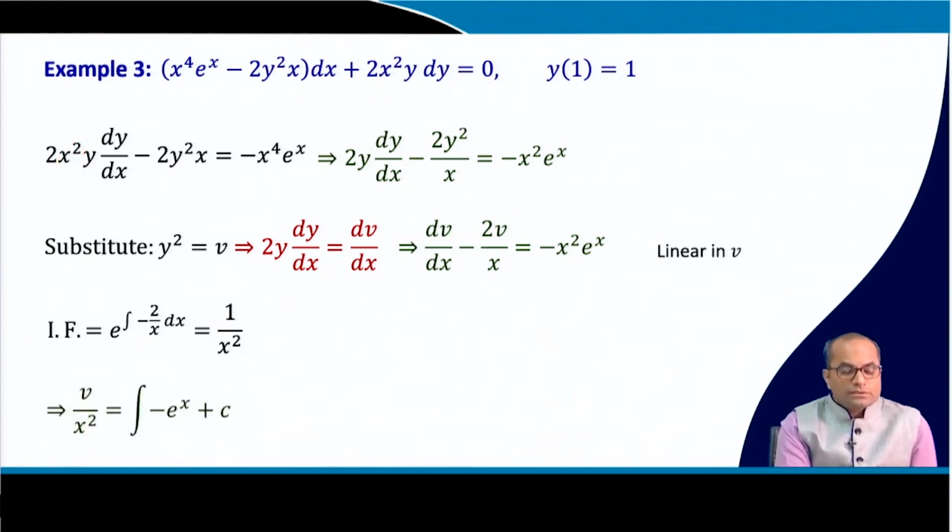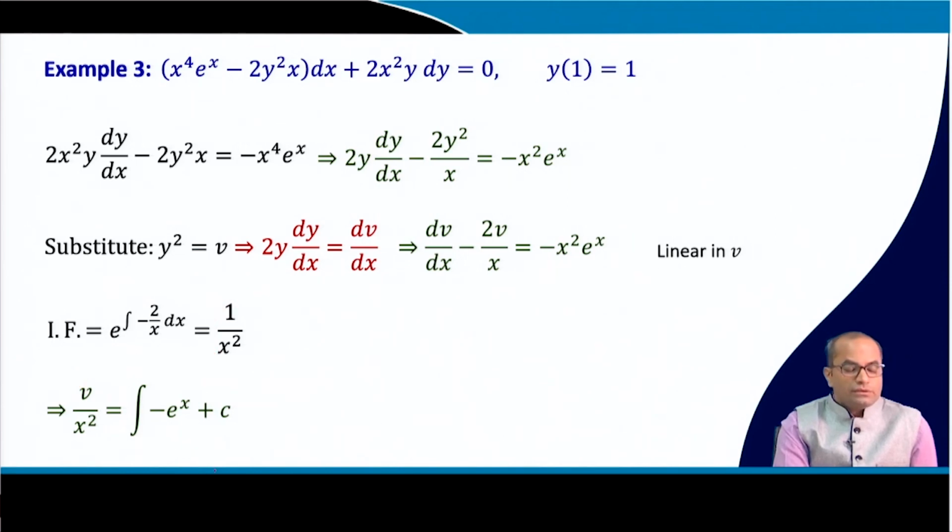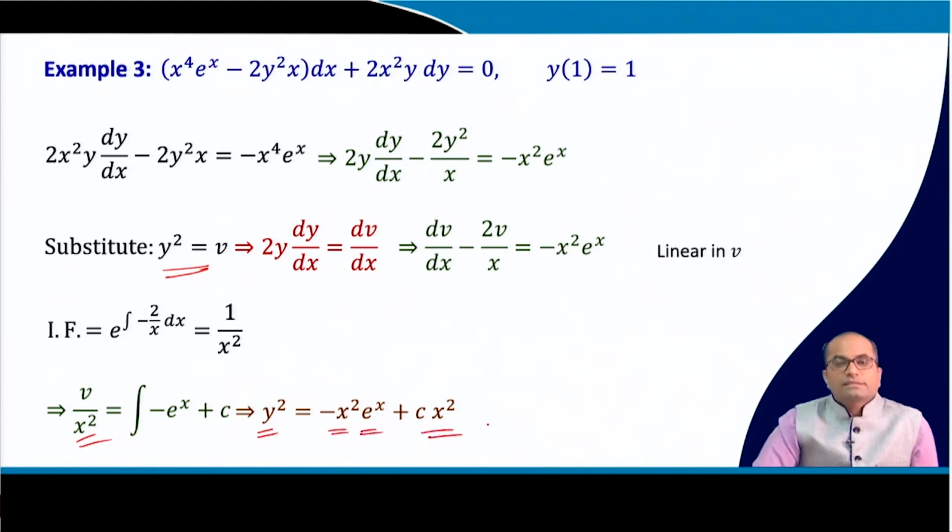Then our solution will be v times this integrating factor 1/x². The right hand side is minus x²eˣ multiplied by 1/x², so we have e to the power of minus x there. So, the integral is minus e to the power of x plus the constant, and then we can substitute v as y². So, it will be y² is equal to minus x²eˣ plus cx².